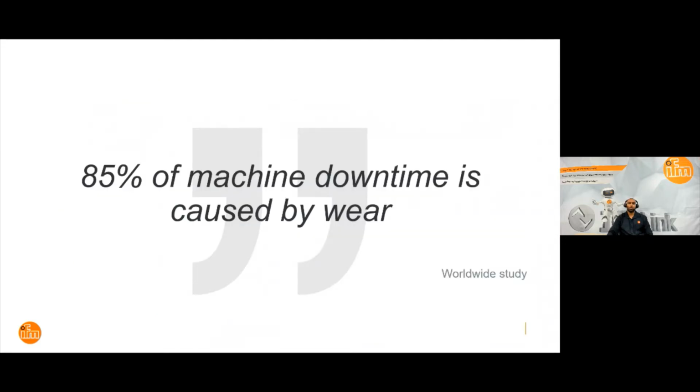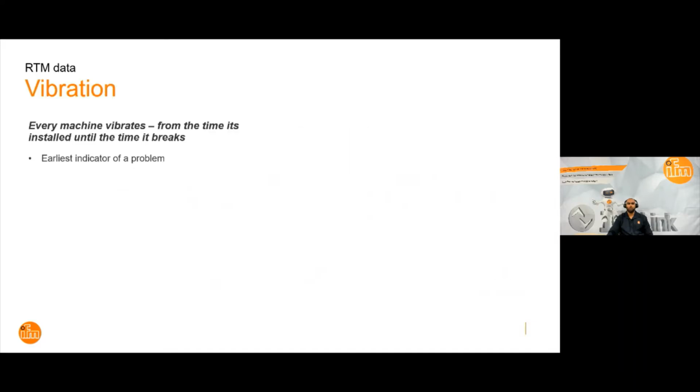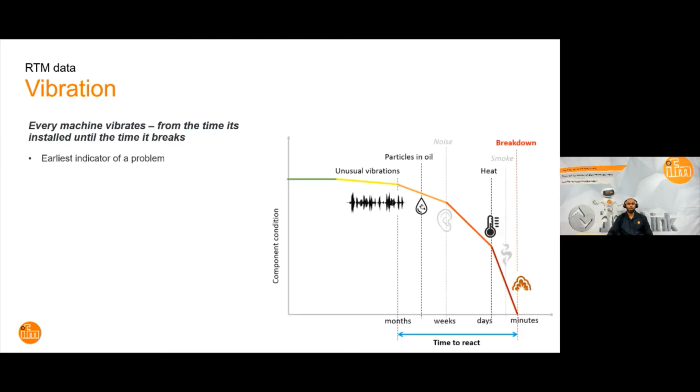So according to a worldwide survey, 85% of machine downtime is caused by wear. So let's begin by looking at what data we can gather for real-time maintenance to detect this wear. And the first type of data that we can collect is vibration. So vibration, every machine vibrates from the time it's installed right until the time it breaks, right? And vibration is actually the earliest indicator of a problem.